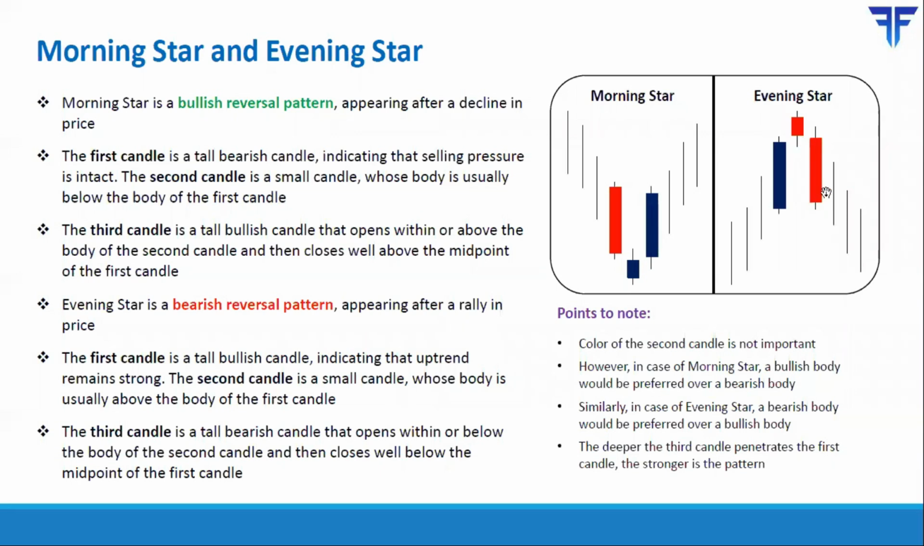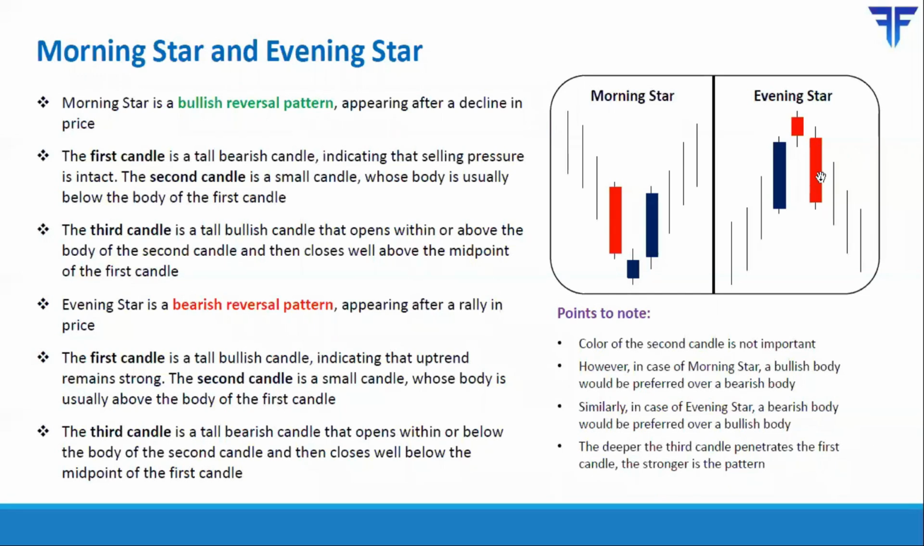Then the emergence of the third candle completes this pattern. The third candle is a tall bearish candle which opens below the high of the second candle, preferably somewhere within the range of the real body of the second candle, then falls sharply to close below the midpoint of the first candle. So as you can see, this is the midpoint of the first candle. The third candle closes somewhere below that.